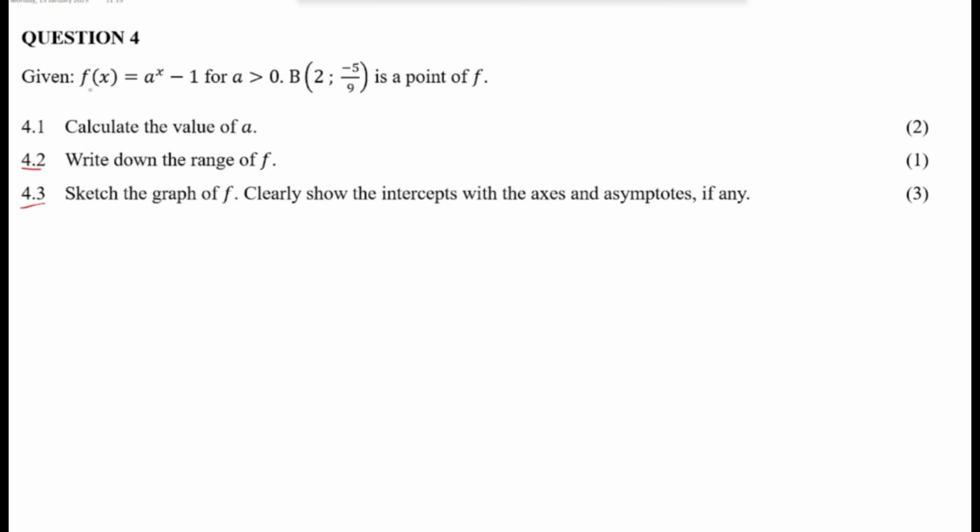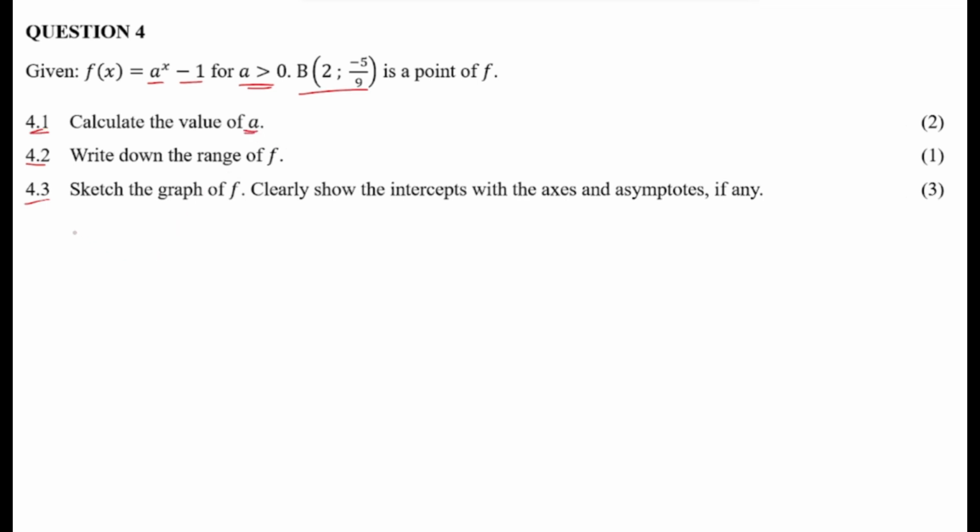Right, we're given that f of x is equal to a to the power x minus 1, where a is greater than 0, and we're given the point b there. In 4.1, we were asked to find the value of a. We found that a is equal to 2 over 3.